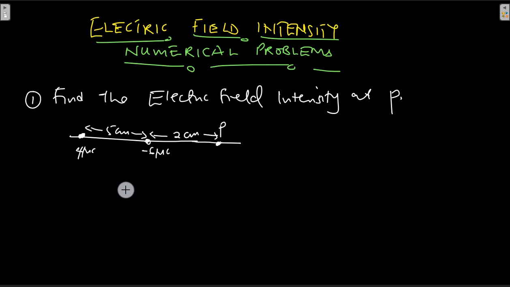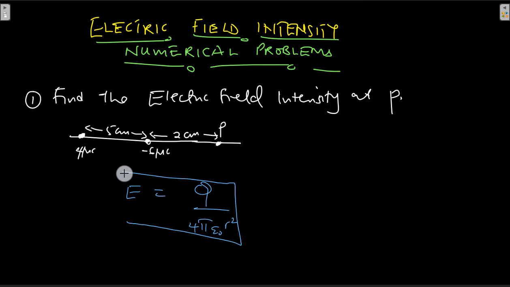Okay, we know that the electric field intensity due to a point charge is given by Q over 4 pi epsilon 0 r squared. So this is the electric field intensity due to a point charge. But what if we have more than one point charge in space? So we have a point charge Q1 here and another point charge Q2 placed here. All these point charges will contribute to an electric field at any arbitrary point P.